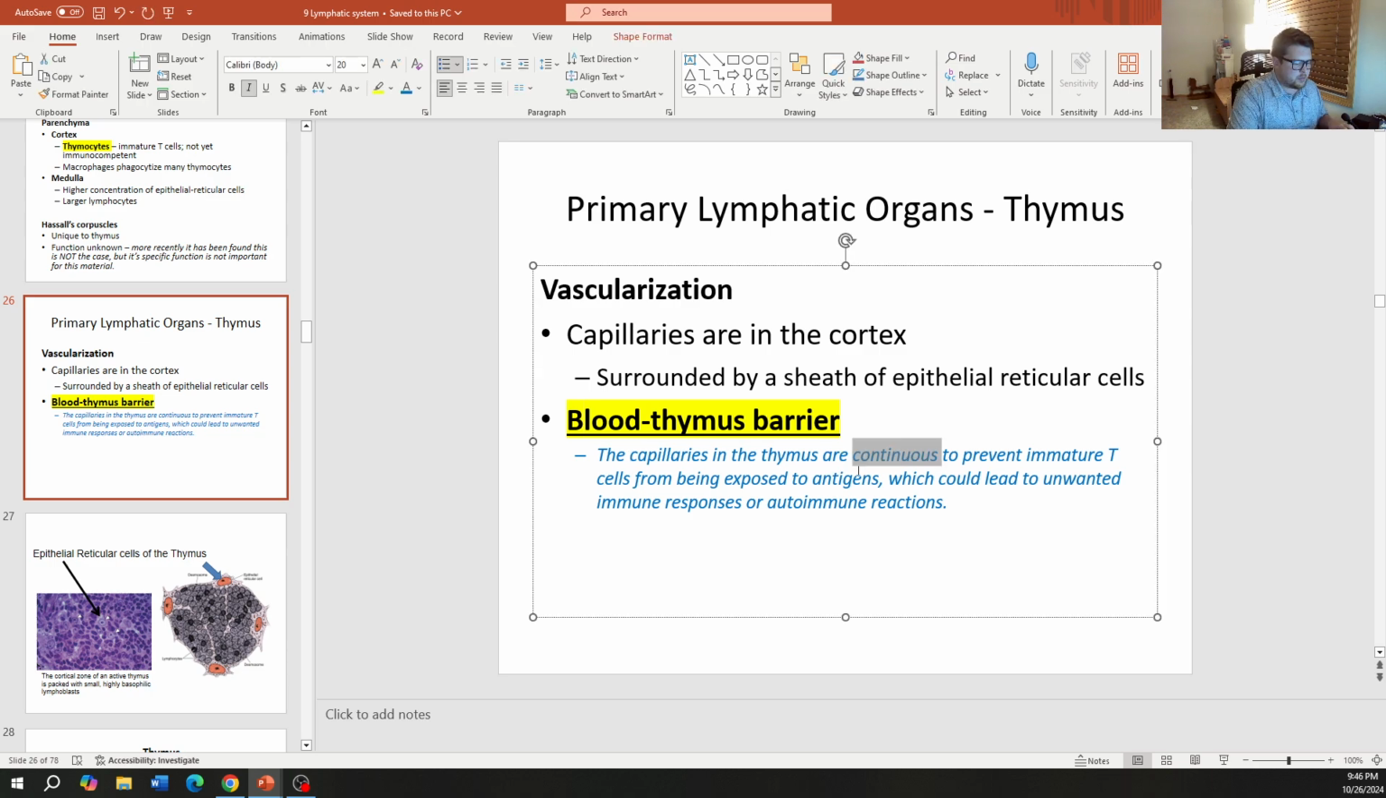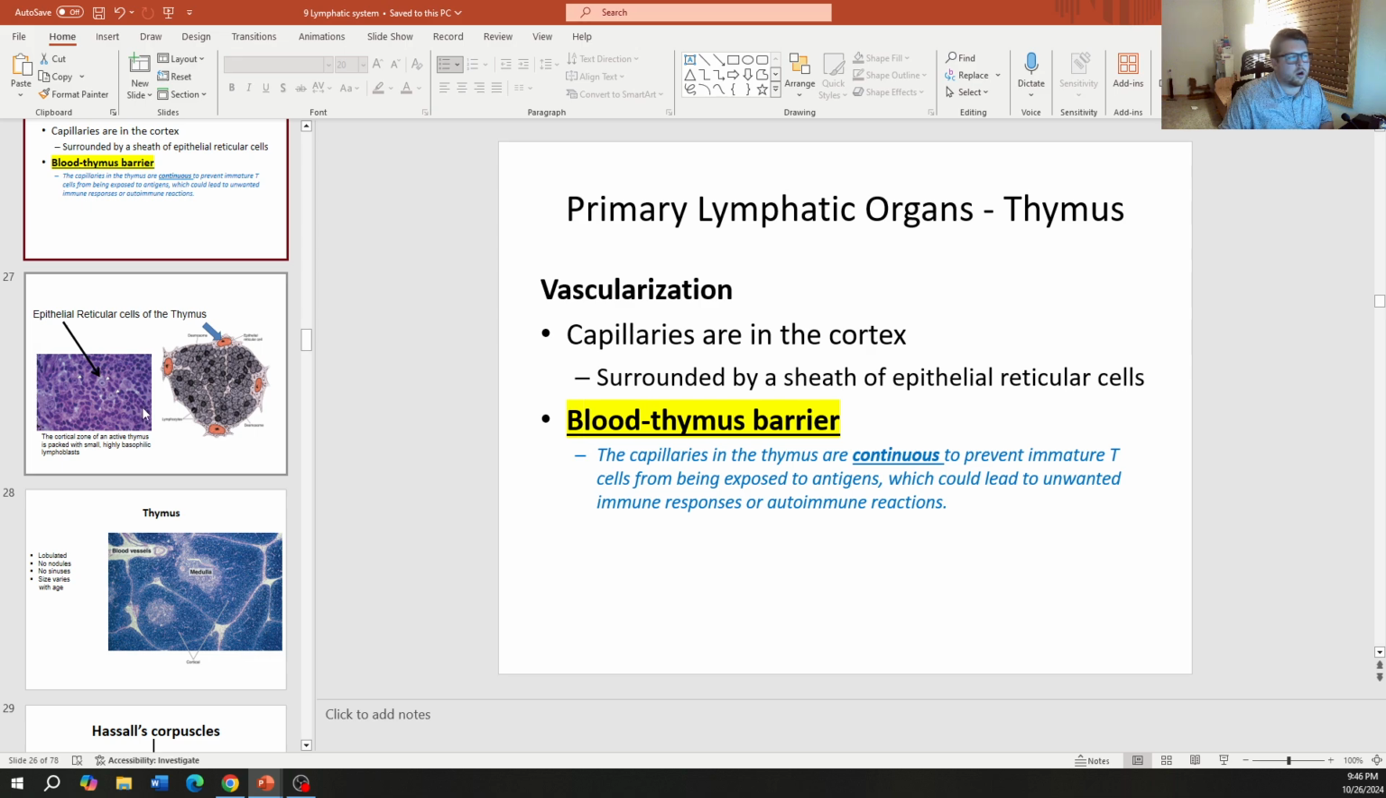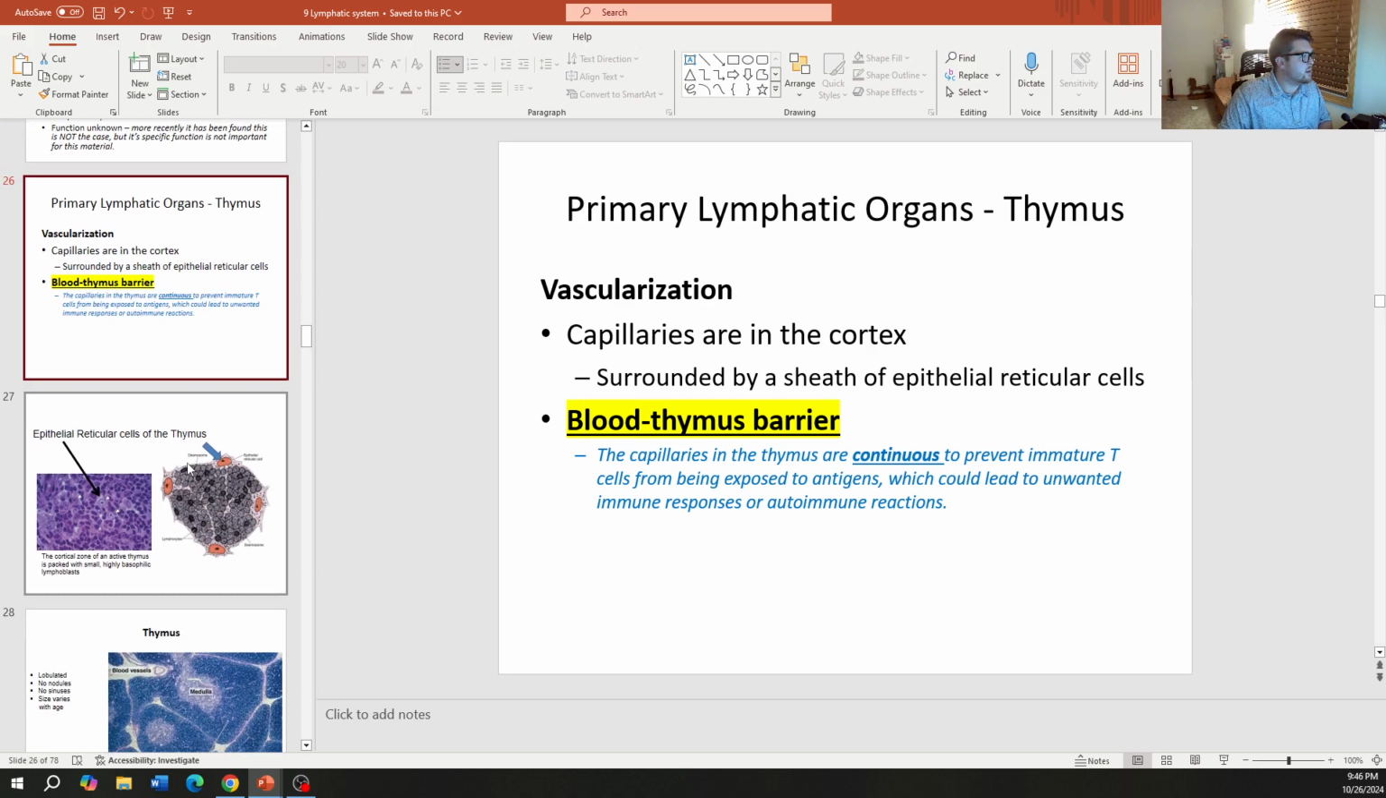And we talked about the capillary types. There's the continuous, fenestrated, and sinusoid. So they're continuous, meaning that the endothelial walls are locked close together, and they have a complete basal lamina. And this is to prevent immature T cells from being exposed to antigens, which could then lead to unwanted immune responses or autoimmune reactions. And then it keeps the blood away from the immature T cells.